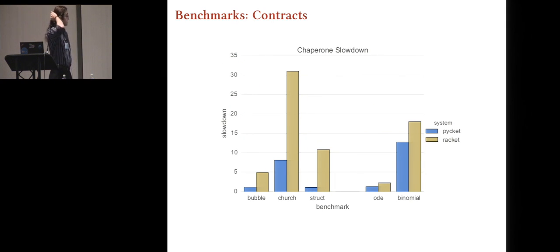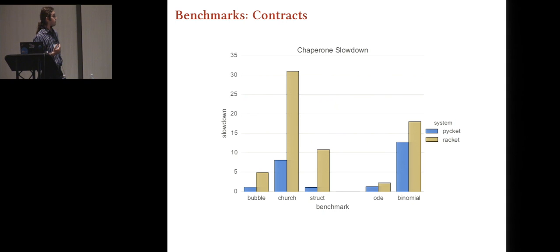So this benchmark takes some of the original benchmarks from the paper describing chaperones and impersonators, and we compare both systems with and without contracts to see how much adding contracts slows down the overall runtime. The first 3 benchmarks, Bubble, Church, and Struct, are relatively small microbenchmarks. The final 2, ODE and Binomial, are larger. They're an ODE solver and a binomial heap tested on some image processing data.